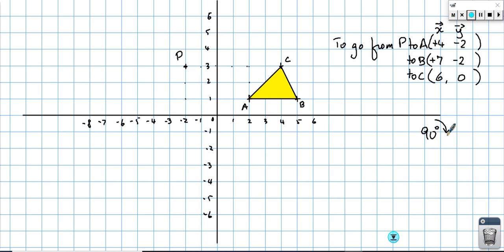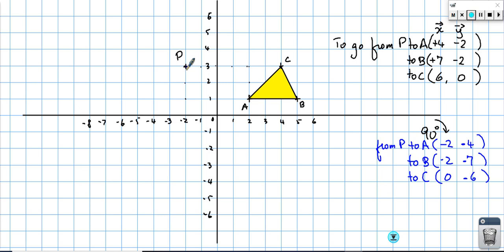So, rotating those by 90 degrees clockwise, I get my new points, from P to A, from P to B, and from P to C. Let's see what these are. Rotating 90 clockwise, I need to swap the distances and change the sign of the Y, so I get (-2, 4), (-2, 7), and (0, 6). Now, those are not coordinates, but distances. So I'm going to count the distances.